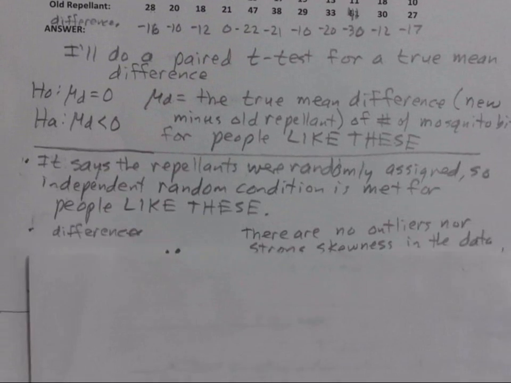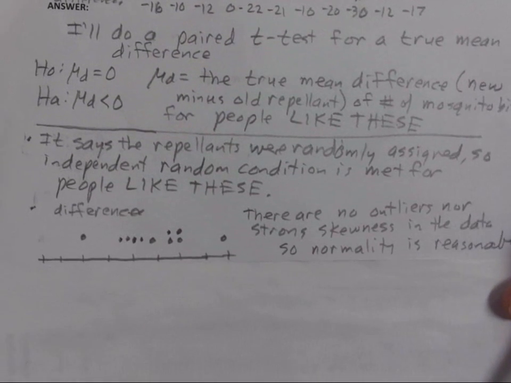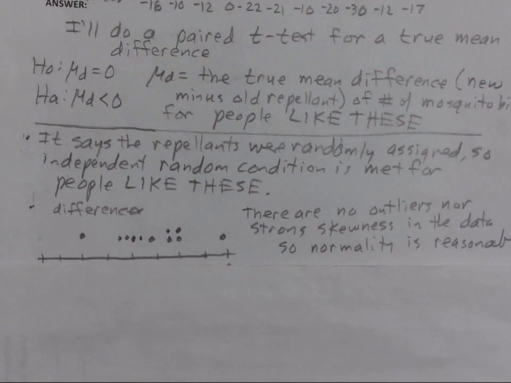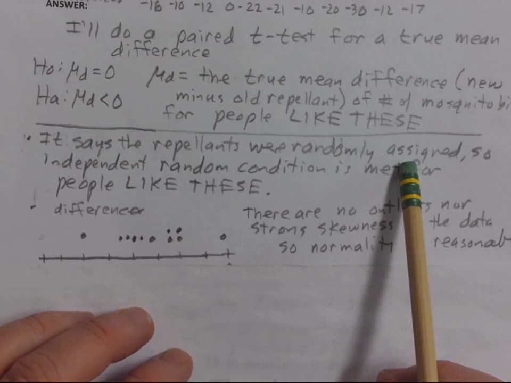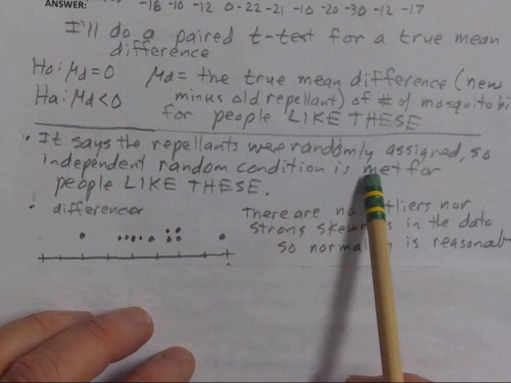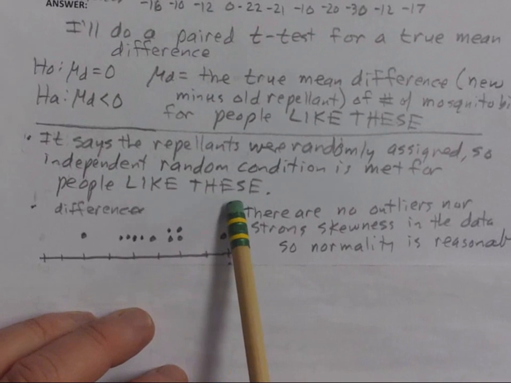And so here's our assumptions, or otherwise known as our conditions. So it's, once again, I sin. But the first thing is this. Don't say they were randomly selected. They weren't. They were randomly assigned or randomly allocated, okay? It says the repellents were randomly assigned, where it said randomly decided. That's the same thing. So the independent random condition is met for people like these.